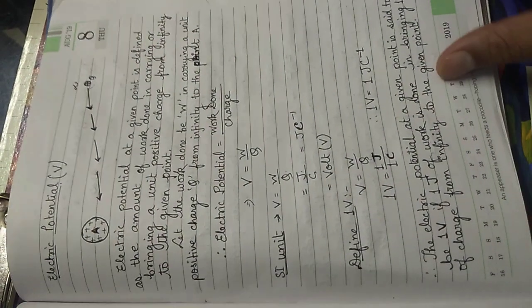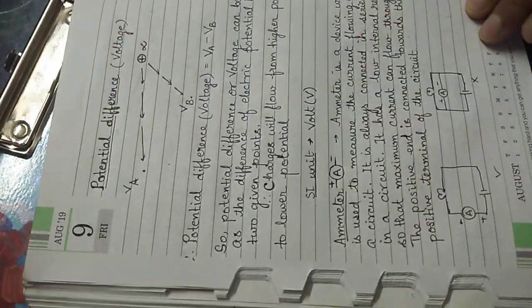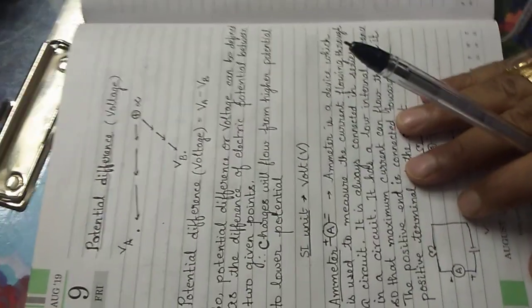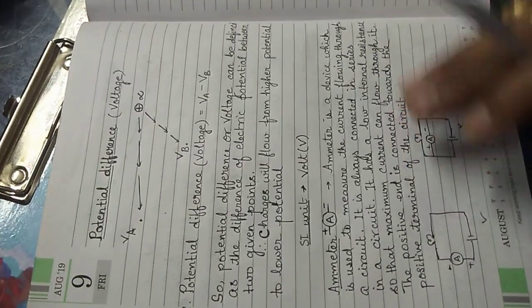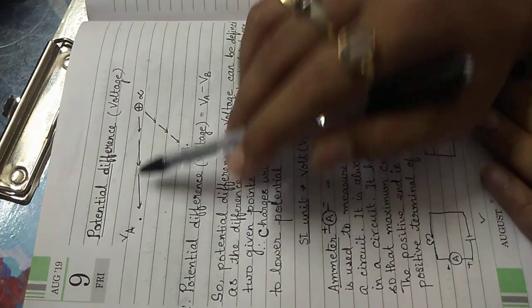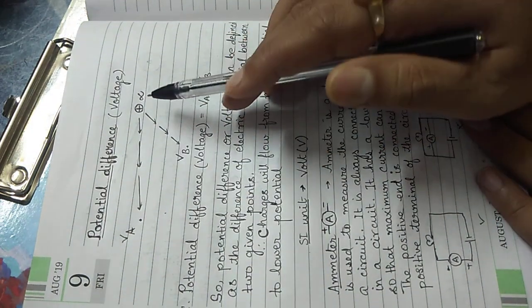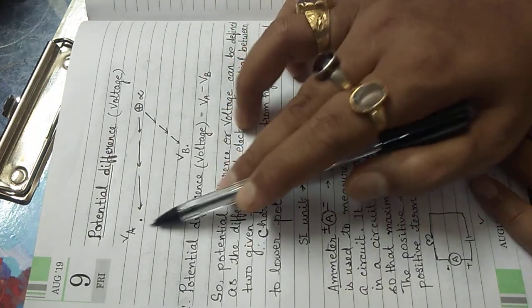Okay, so related with electric potential we have one more term which is called potential difference. Now this is a more practical thing to understand, which we use in our day-to-day life, this term. So potential difference is also known as voltage. Okay, now what is potential difference? First let us try to understand this.